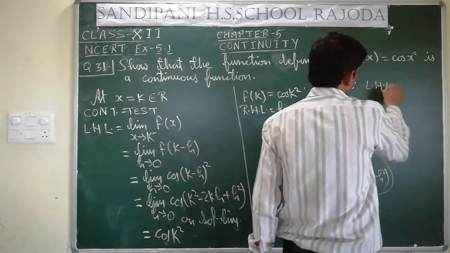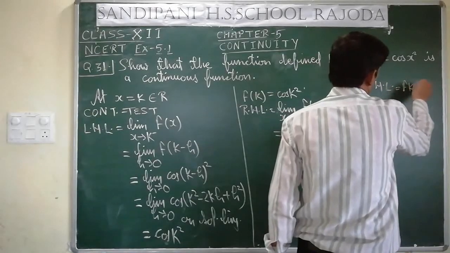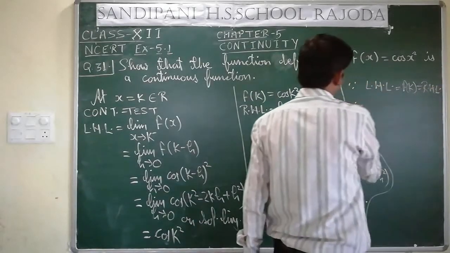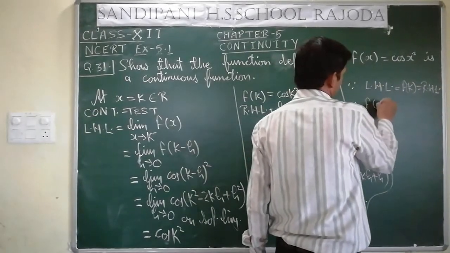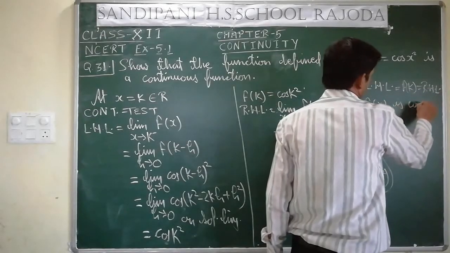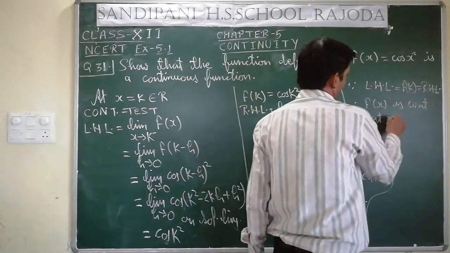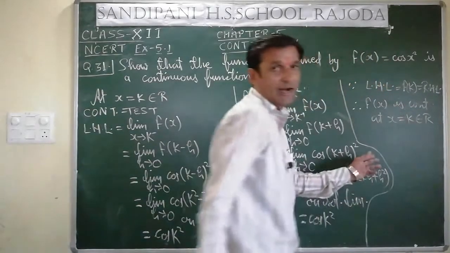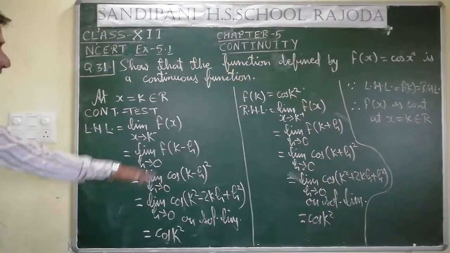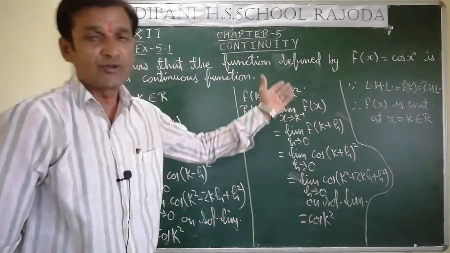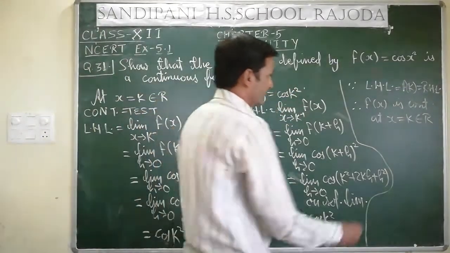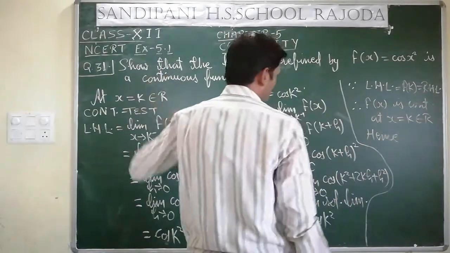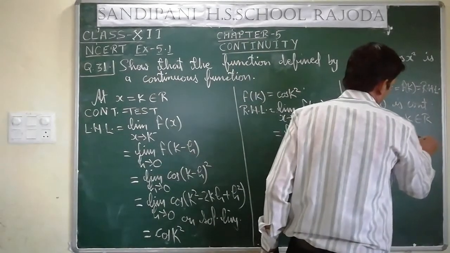So because LHL is equal to f of k is equal to RHL, therefore f of x is continuous at x is equal to k is element of R. Means for all real number this will become continuous. You can do it by this trick, it will be easy as compared to that which I have shown you in starting. So you may write here hence prove, because we have to prove here, we have to show that. So it is hence prove.